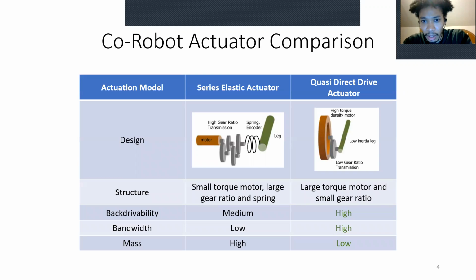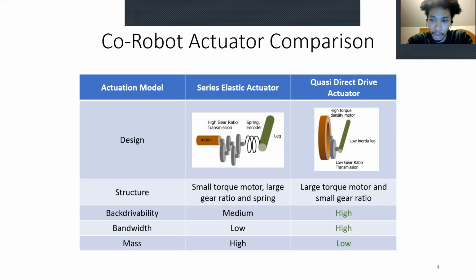Now we're going to look at comparisons a little bit. Some of the most common actuators are the series elastic actuator, or SEA, and the conventional actuator. One of the newer actuators that are becoming more prominent is the quasi-direct drive actuator. This has a large torque motor and small gear ratio, in comparison to the SEA, which uses a small torque motor, has a large gear ratio, and also has a spring. So the QDD gets rid of that.